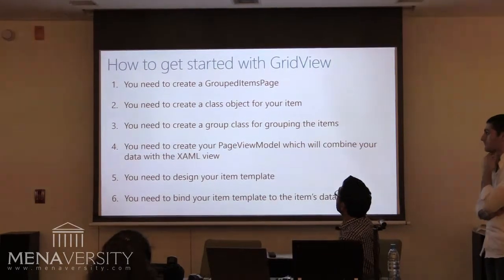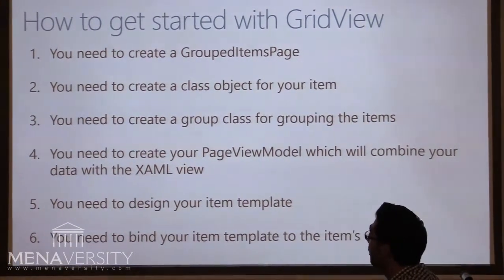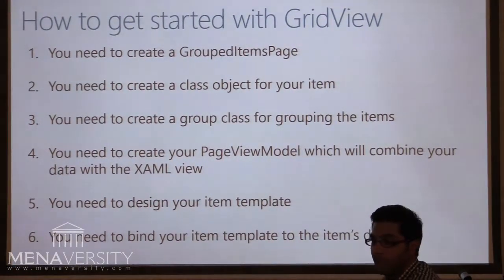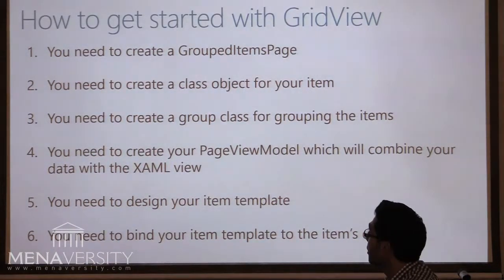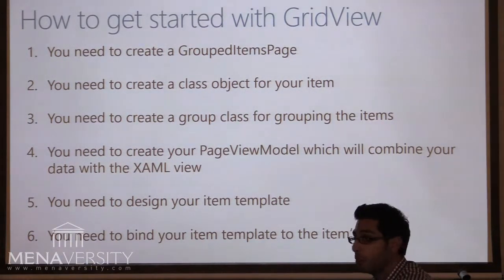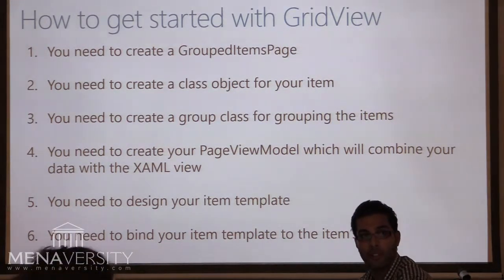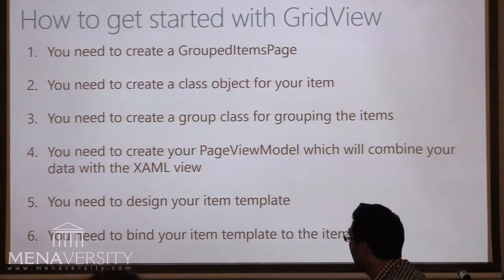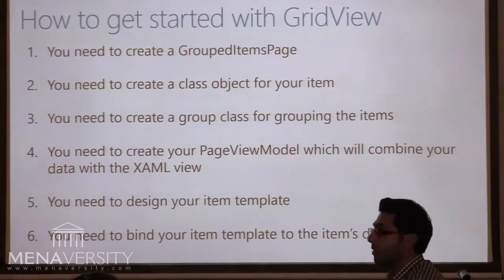Okay, now to start with the grid view, you simply create a grouped items page. You can create your business object, and you bind your object to this grid view. In XAML, you can do this using JavaScript or HTML, and you can start designing your item template so it reflects the same hierarchy of presenting data.